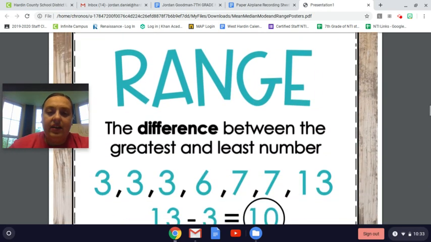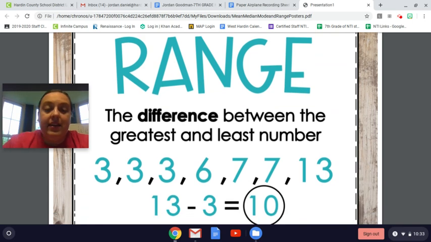And the last one is range. Range is the difference between the greatest and the least number. Remember, difference is subtraction. You're going to subtract your biggest number minus your smallest number, which for this may be pretty easy. Maybe 5 minus 4, or something like that. So hopefully this isn't too bad and this has been fun.